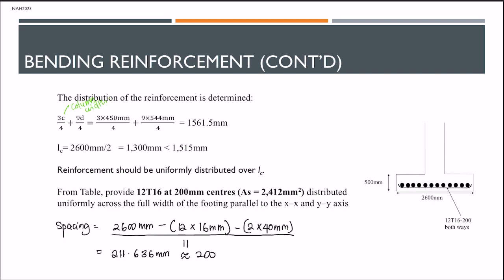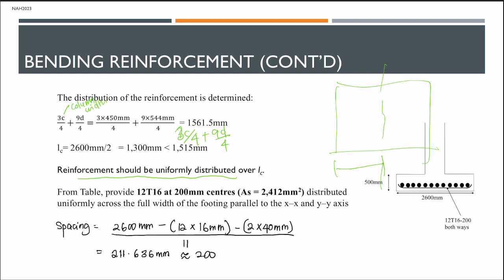What is LC? LC is the length from the center line. It means half of LX, so LX divided by 2. So 2600, which is our LX or LY because this is just a square column. Divided by 2, so I get 1300, which is less than 3C/4 plus 9D/4, which means that the reinforcement should be uniformly distributed. If it is larger, then it is like the other case I explained in example number 1.